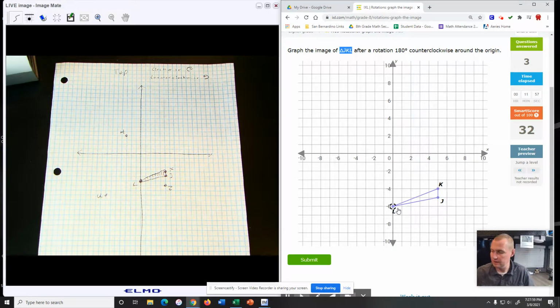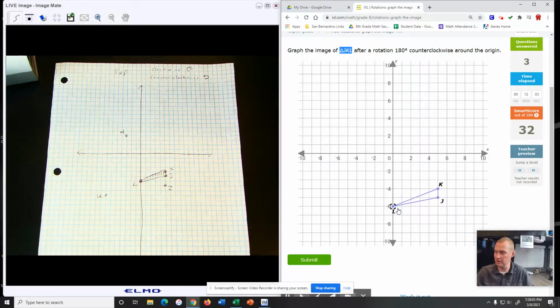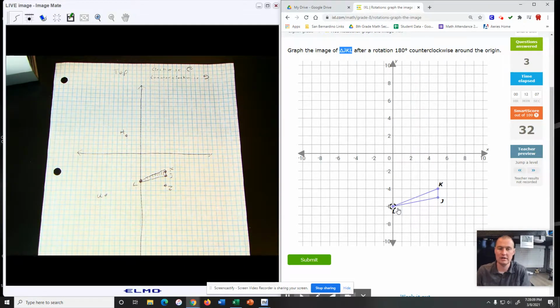Okay, now, if the shape on your graph paper doesn't match the IXL, you did something wrong, right? So it's going to be important that your graph paper match your IXL, because when you rotate it, it's not going to make any sense. It's not going to work. Okay, now, according to our IXL, we need to rotate it 180 degrees clockwise around the origin.